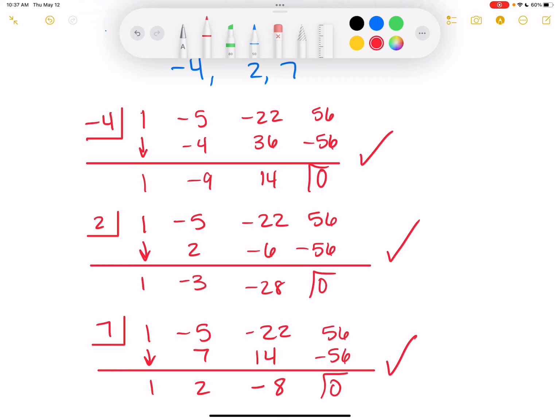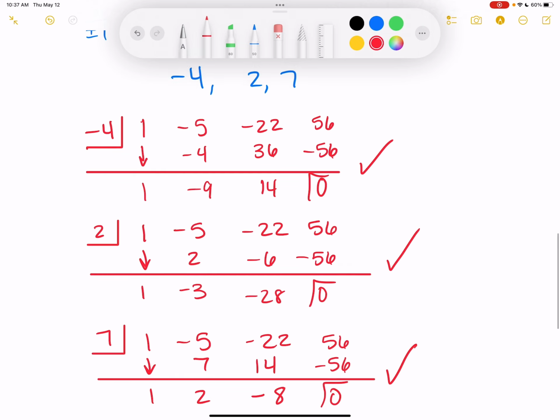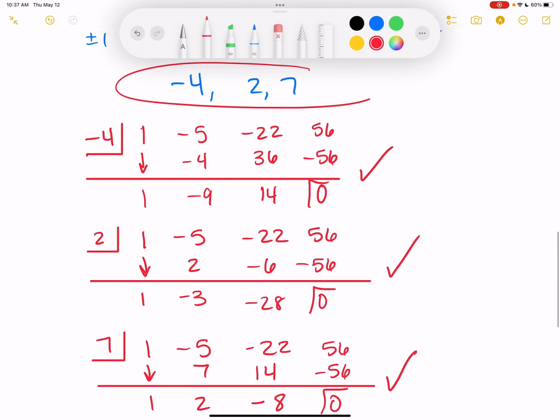Josh, what are you doing? I thought if I was a bigger number, so I negative 2. So all of those are zeros.